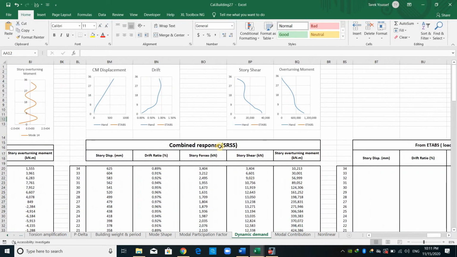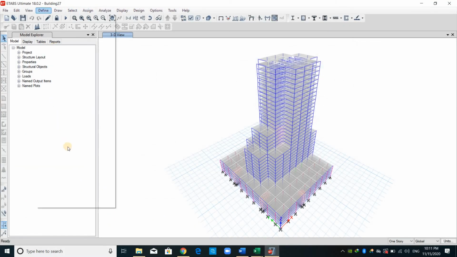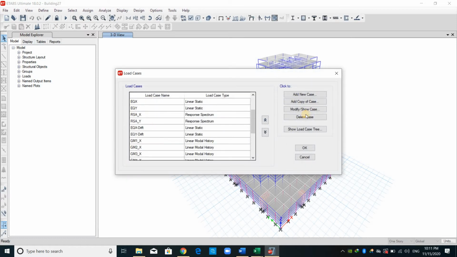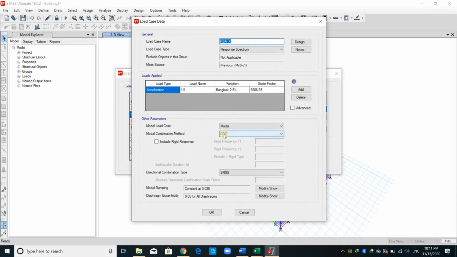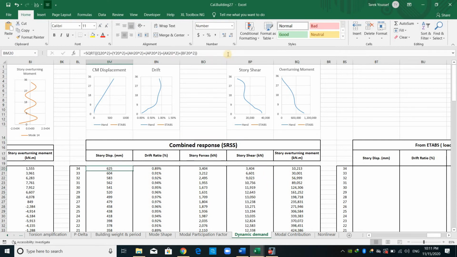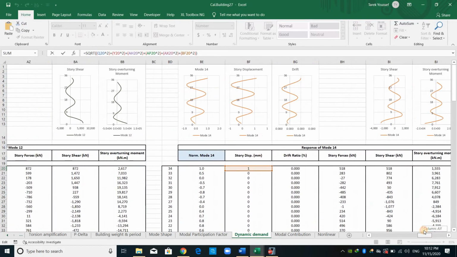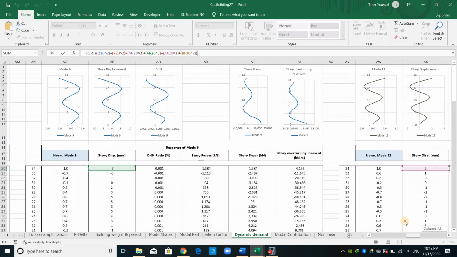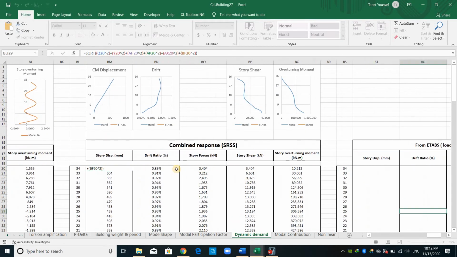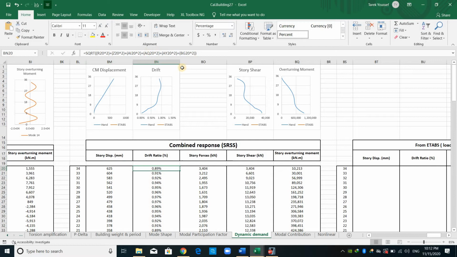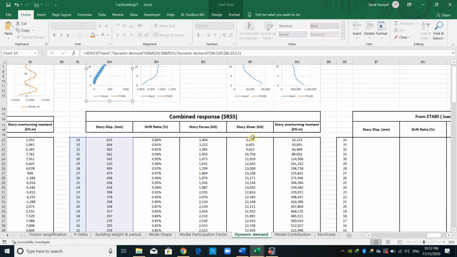Finally, we need to combine the result using a combination rule. I'm using here SRSS, which means square root of sum of the squares, while in ETABS I'm using CQC. Let me go to response spectrum analysis load case. As shown here, I'm using CQC, but we can use SRSS. And I'm using here SRSS because it's easier to apply. What we need to do is just take the square root of the sum of squares of the values as shown here. This is for story displacement. We just do the same for drift ratio, for story forces, story shear and overturning moment. And finally we have these results.